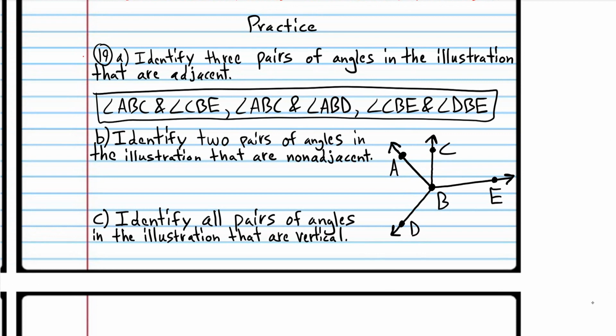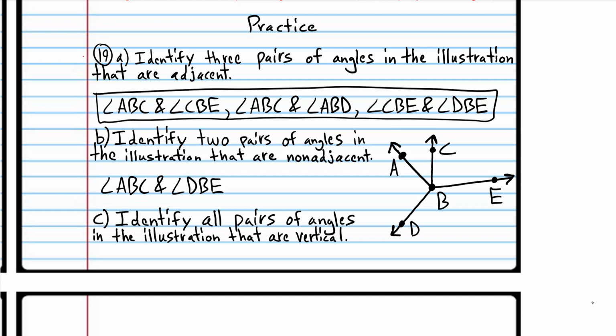It says here, identify two pairs of angles in the illustration that are non-adjacent. So if I represent this angle with the purple and this angle with yellow, those are non-adjacent. And the reason they're non-adjacent is they don't share a side. You have these red gaps in between them, so they don't share. For example, BC is not a shared side. It's a side that the purple angle has, but not the yellow angle. So angle ABC and angle DBE are non-adjacent.